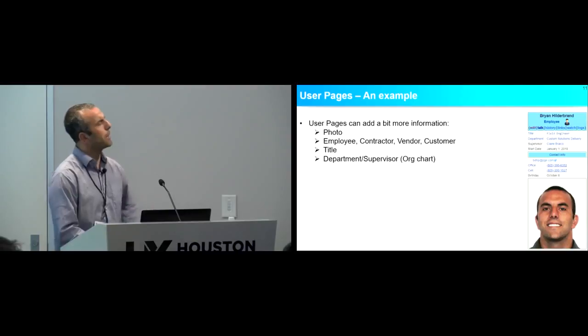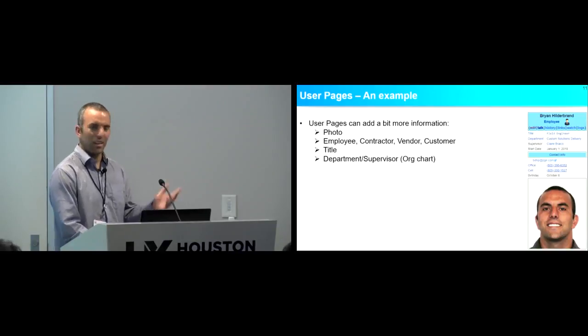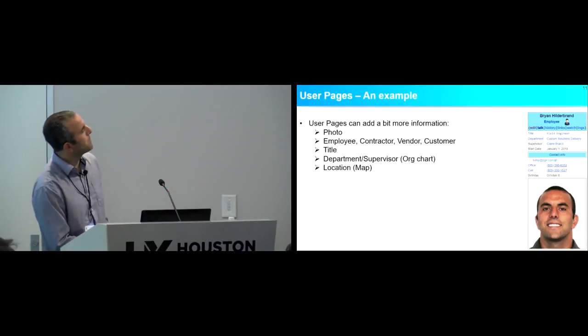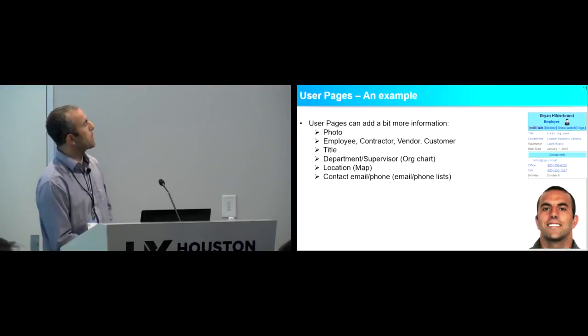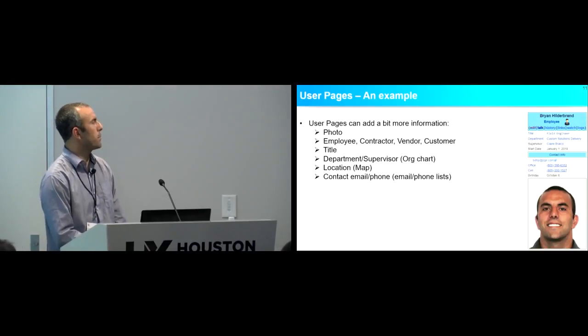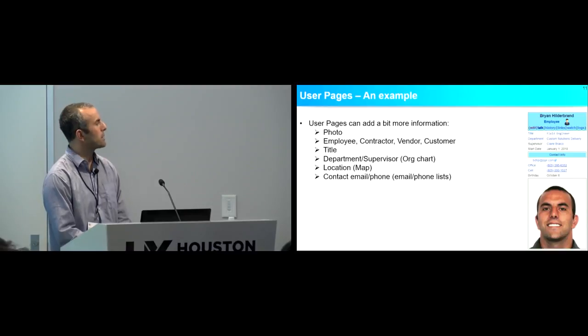We also had an automated way that we would send out a birthday, location map is something I've never done, but I thought would be kind of cool. But then you can auto-generate contacts. You can do phone lists and email lists pretty easily once you've captured that.